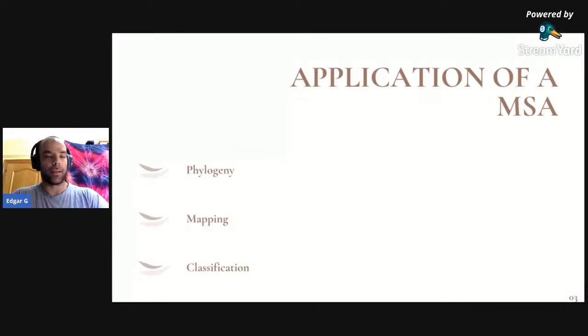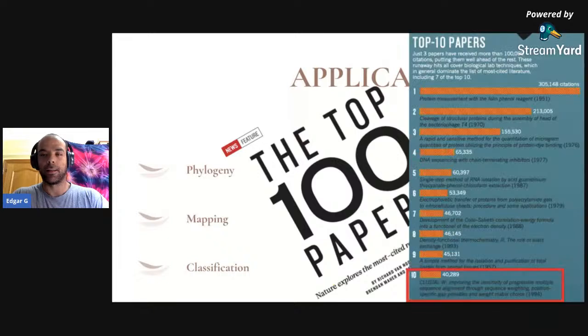Then for you, it could be a very strange topic or not an important field to work with. But MSAs are used for phylogenetic reconstruction, mapping, or classification. And at the end, science is always numbers and citations. If we go to the Nature top 100 cited papers, we can find that in the top 10, number 10 is a ClustalW paper. It's one of the most widely used aligners, and that is what MSA is.